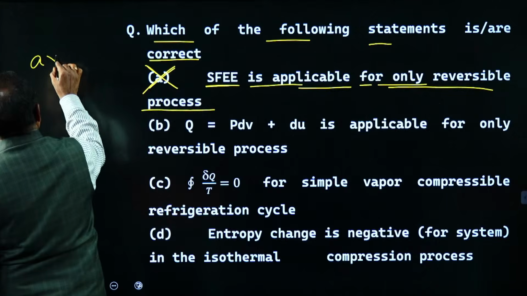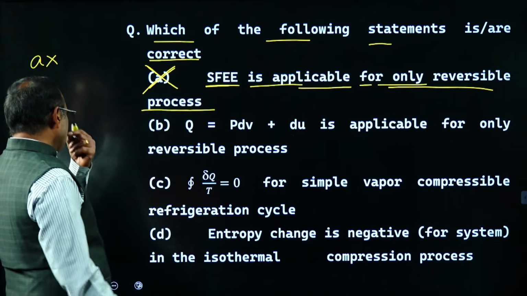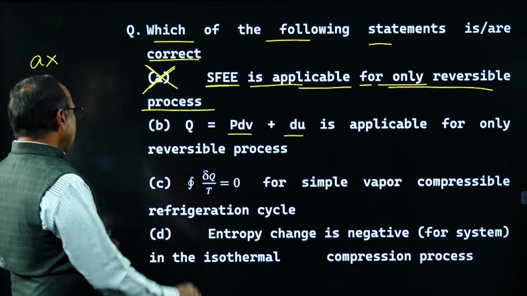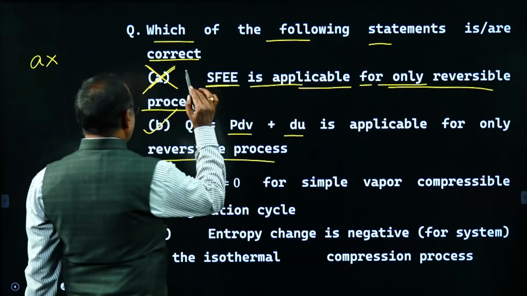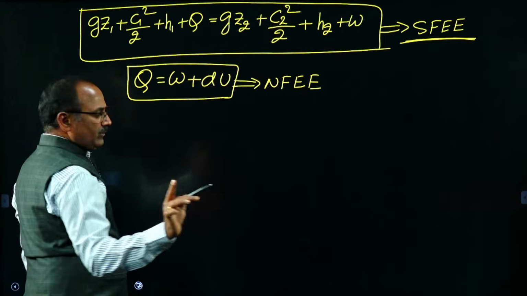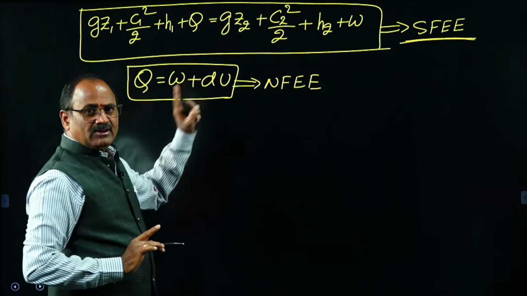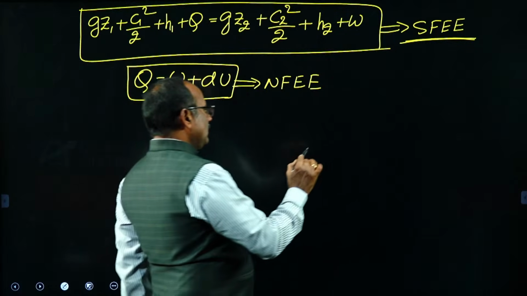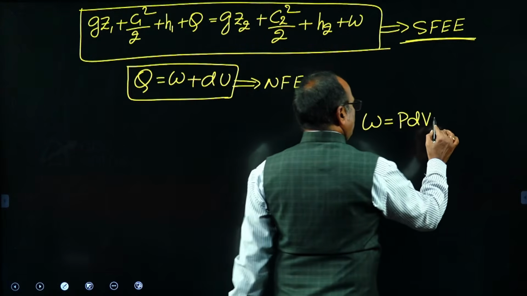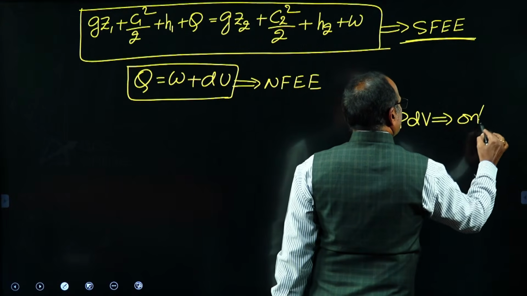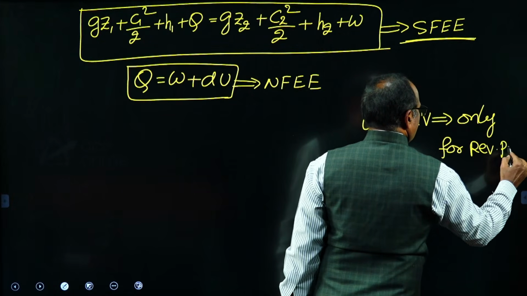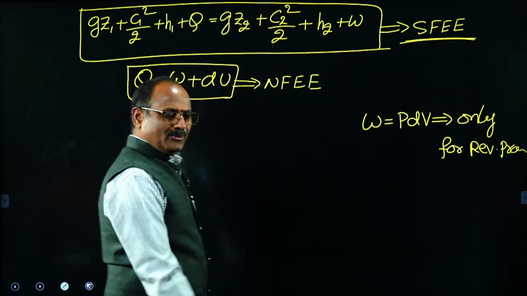A is wrong. Next, look at the B. Q equal to PdV plus dU is applicable for only reversible process. Absolutely correct. Because you know Q equal W plus dU, this is a non-flow energy equation valid for both reversible and irreversible process. But you know work equal to PdV, it is for only reversible process. Only for reversible process.